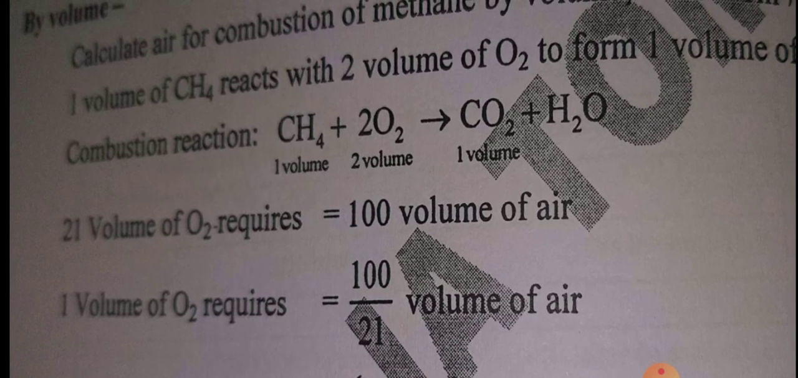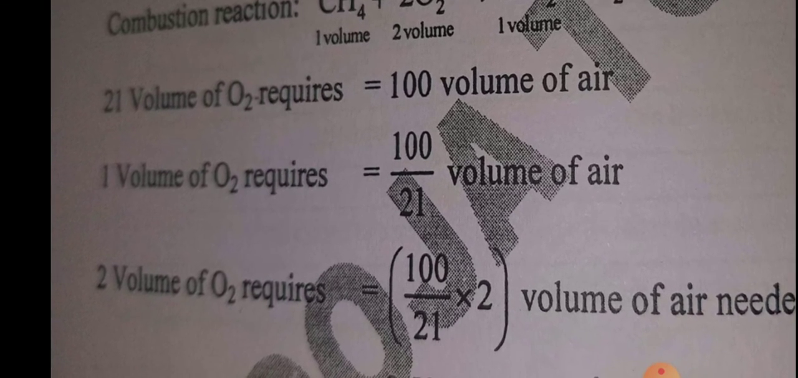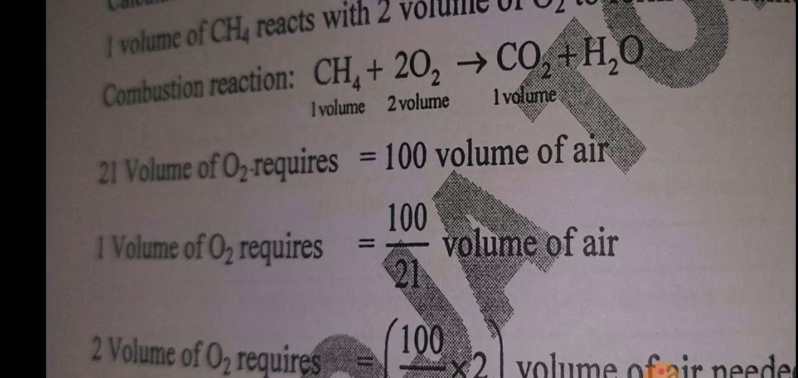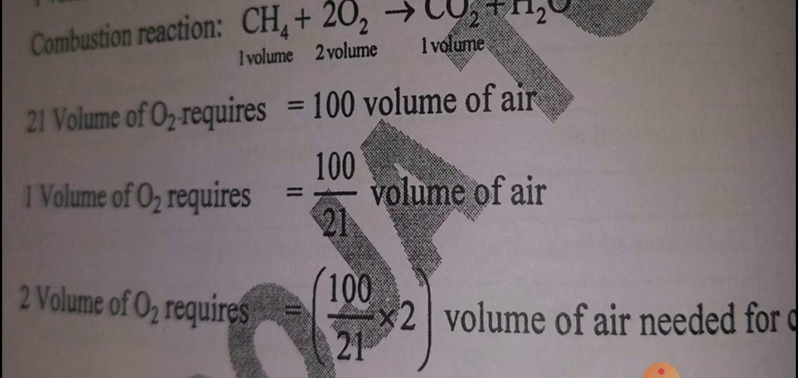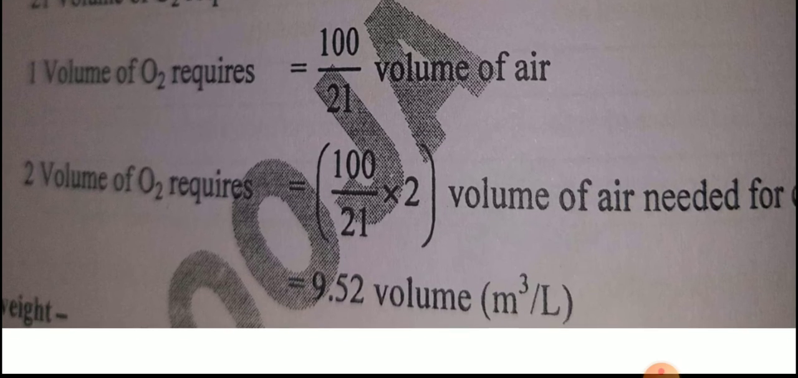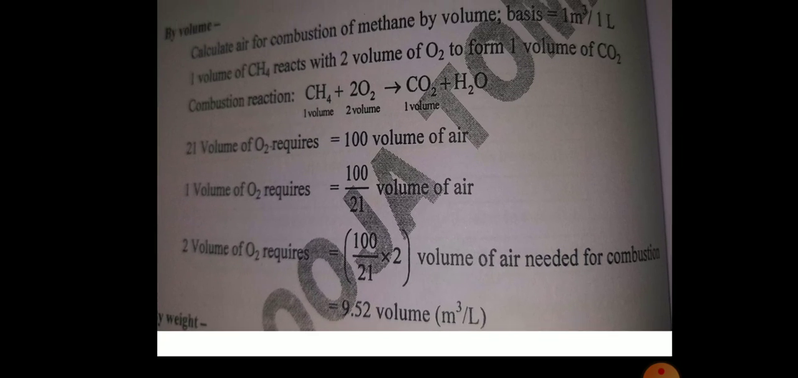But 21 volume of oxygen is coming from a supply of 100 volume of air. So 1 volume of oxygen will be coming from 100 upon 21 volume of air. But 2 volume of oxygen is required, as we can see in the combustion reaction. So 100 upon 21 into 2 is the total air requirement for combustion of methane. The value is 9.52 by volume, in meter cube or in liter.